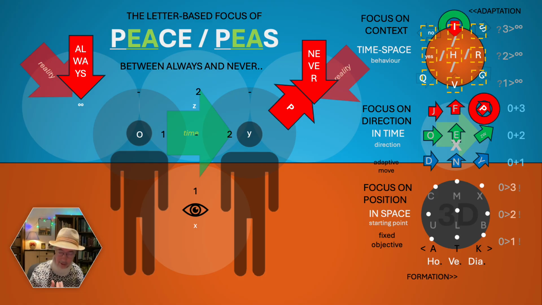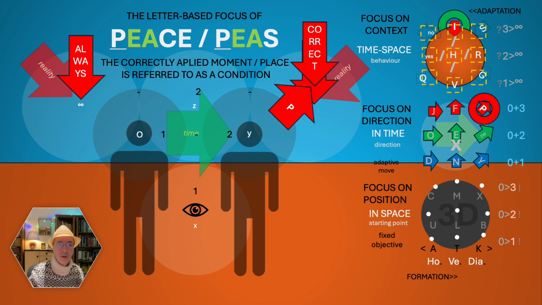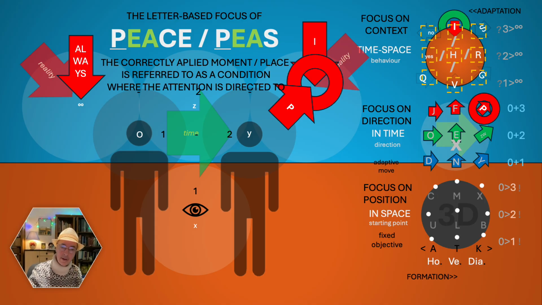So there's also a sensitivity: there is a situation which might not be correct, another one which is correct. So here between the always and never, we will apply the correct moment and place, referred to also as a condition. Of course, this condition will be at the end of P. Logically, the first letter is P, so it's the end of P. There's a condition that we need. So the correctly applied moment and place will be referred to as a condition where all my attention will be directed via E and A.